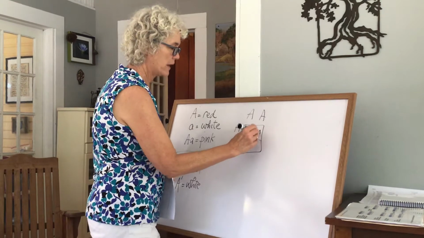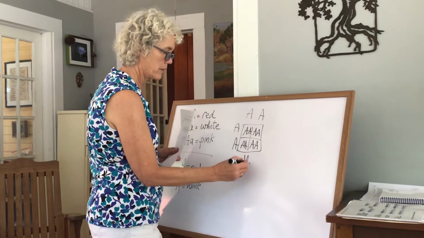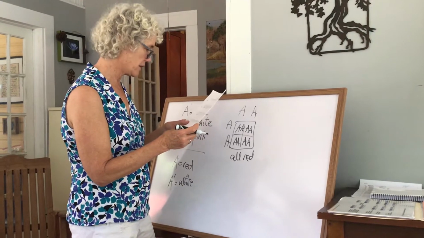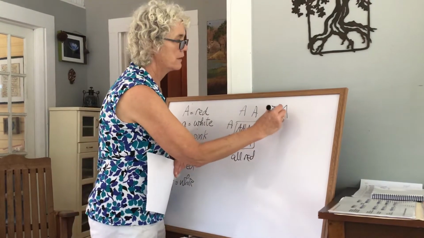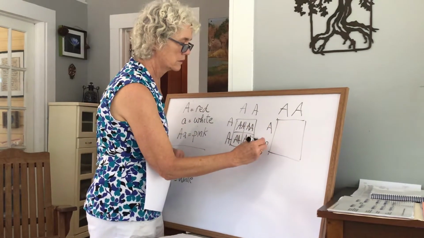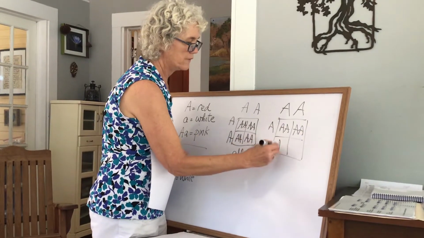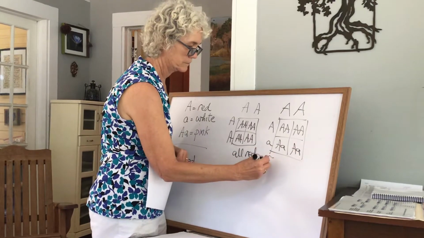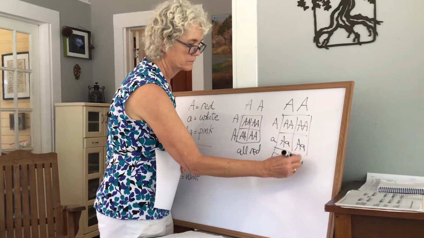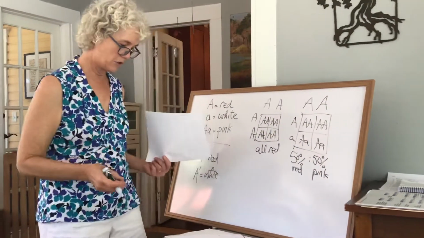Anytime they're asking you for something like this, make sure you show the entire Punnett square. So all red. Then it says, in regard to flower color, if red is crossed with pink. So red crossed with pink is going to give you 50% red and 50% pink. Right? So you kind of see how to do that problem.